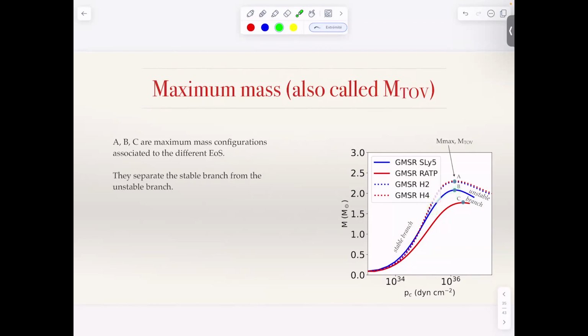So the first exercise this afternoon will be to generate a mesh of central pressures that includes both the stable and unstable branch, in order to determine what is the maximum mass of your system. So you need to explore this region there in order to determine the maximum mass. Otherwise, you just measure the mass of your most compact star.